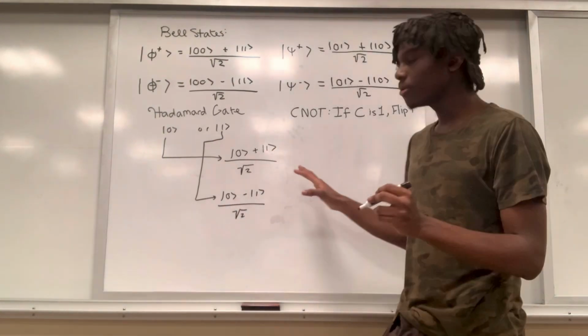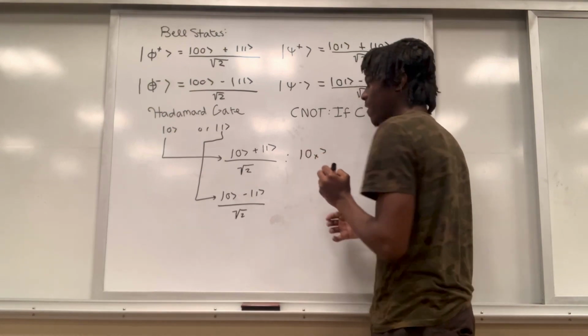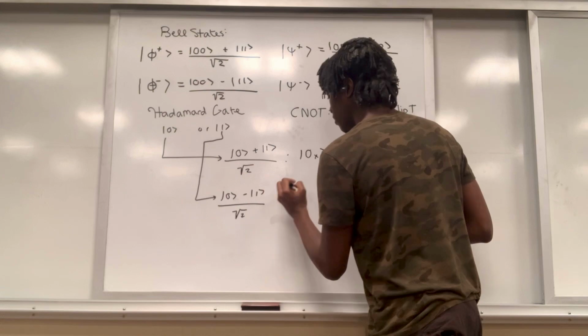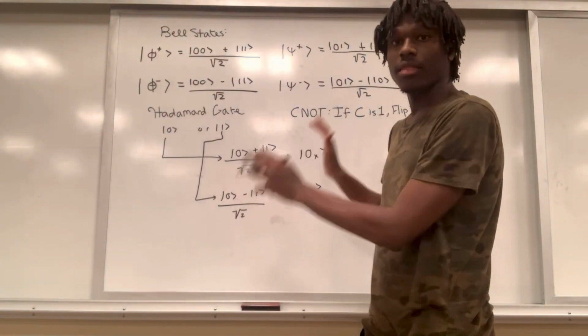And if you want to know a little more, this is actually going to be the plus x state. If on the Bloch sphere it's pointing in the plus x direction, this is going to be pointing in the minus x direction. So that's for later.